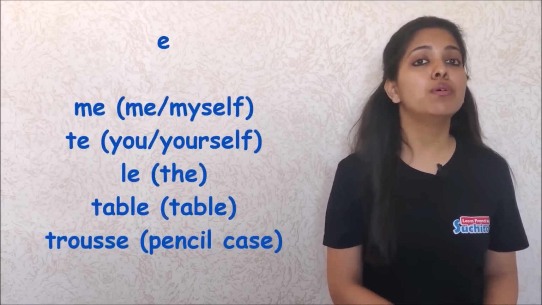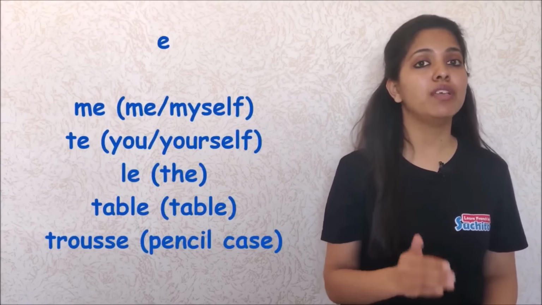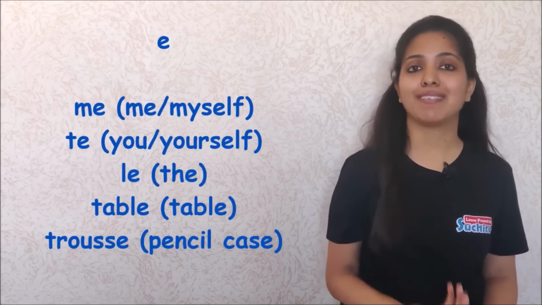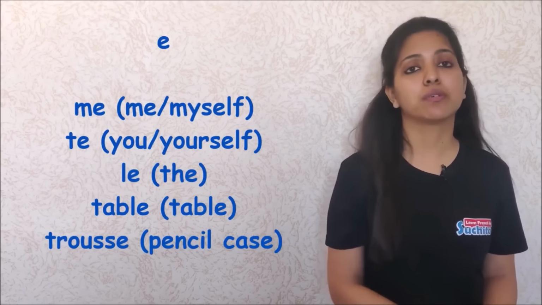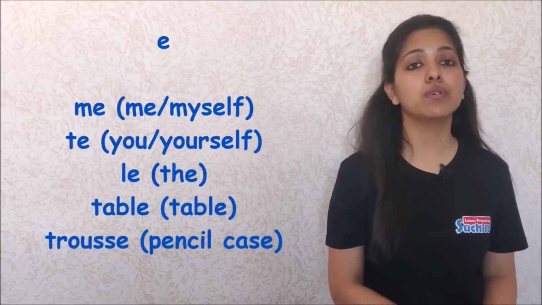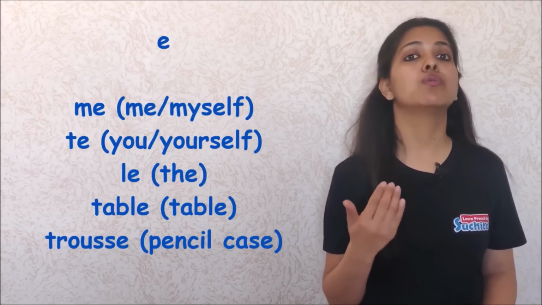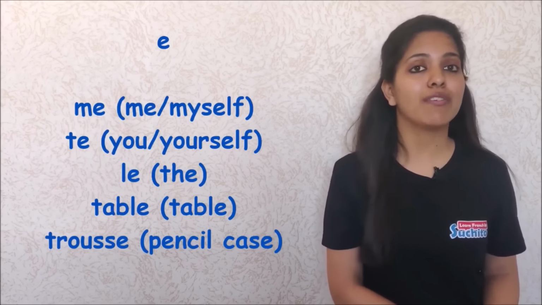On continue avec la deuxième voyelle, which is E. Now in French, E is known as E. Now, the words which have the letter E in them, you must be seeing on your screen. Now, me, M-E, which can mean either me or myself. Te, which means either you or yourself. So, me, te, et on continue avec le.